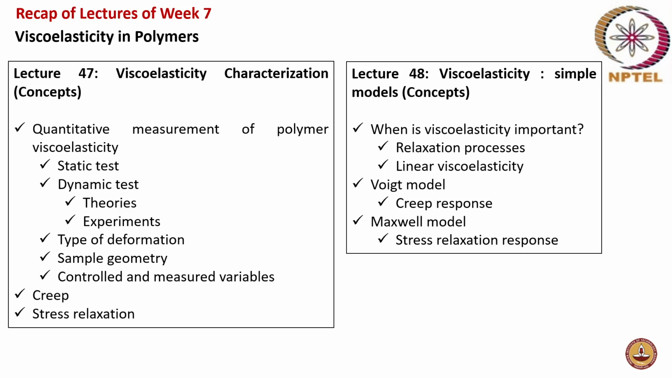simple models, right? So the Voigt and Maxwell models were explained, where in the Voigt model the creep response was explained, right? And then in case of the Maxwell model, the stress relaxation was explained. The response for an elastic solid, a viscous or Newtonian liquid, and then the viscoelastic material was all explained. And also these models are based on linear viscoelasticity, right? Yes, linear model.